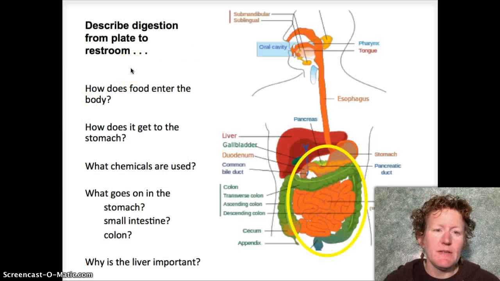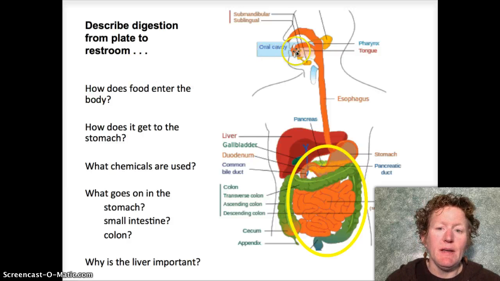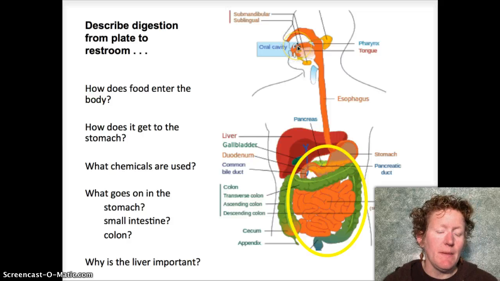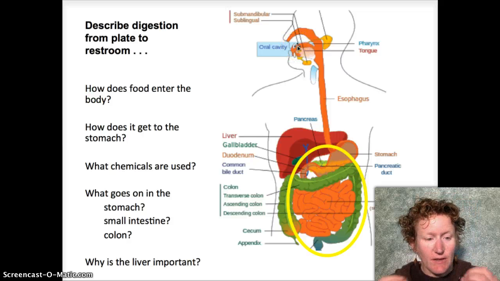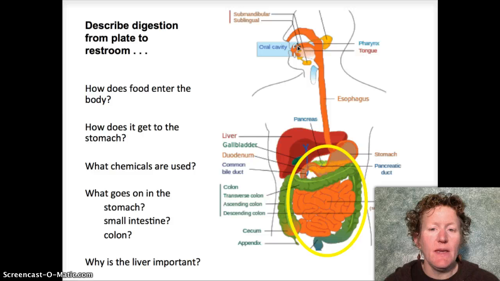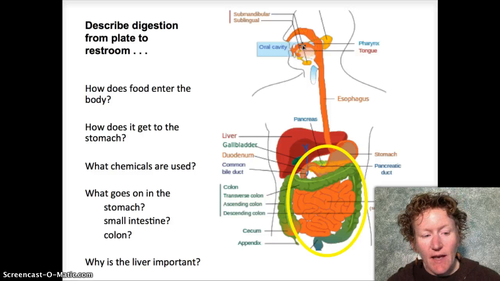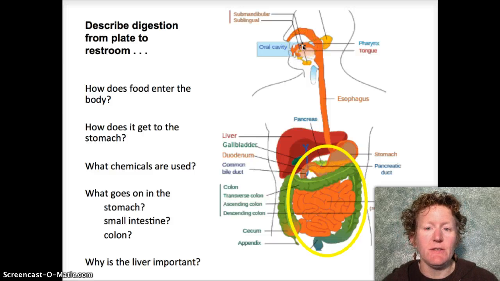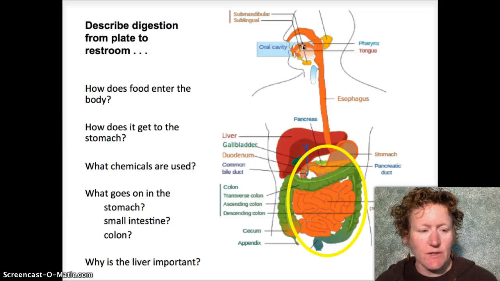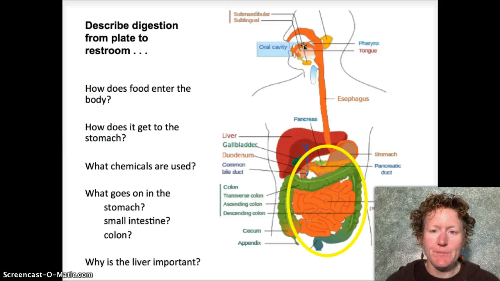Let's talk about digestion from plate to restroom. Food enters the body through the oral cavity, you chew it up. That's mechanical digestion, getting the food into smaller pieces. Adding saliva, and that saliva starts chemical digestion. You add some enzymes right here that start breaking down starches. There's an enzyme called amylase that you may have talked about in class.